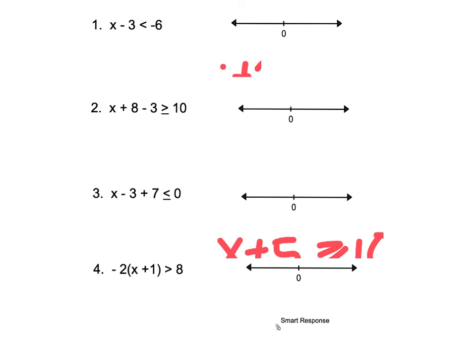And we need to skip this last example until you have watched your video on solving inequalities with multiplication and division. So just leave that one and you can come back to solving that later.